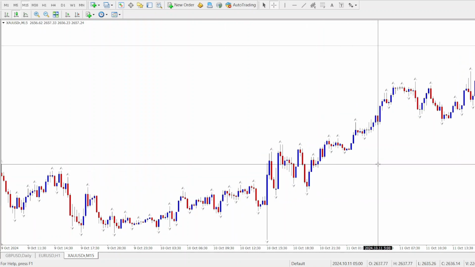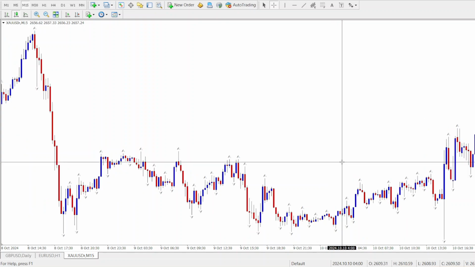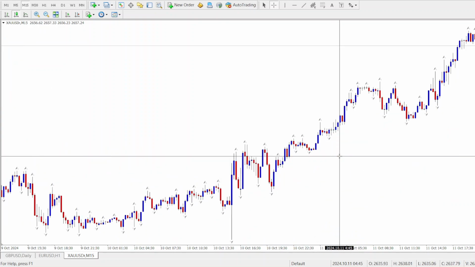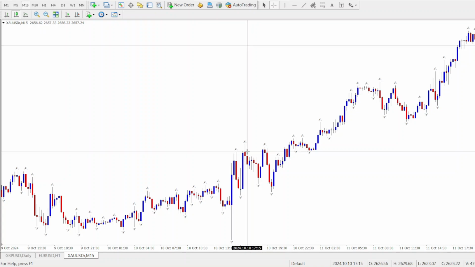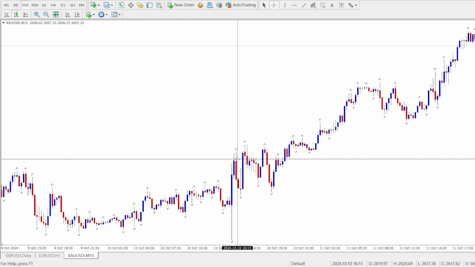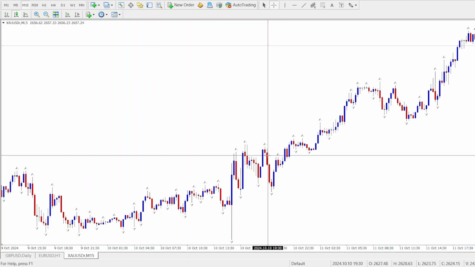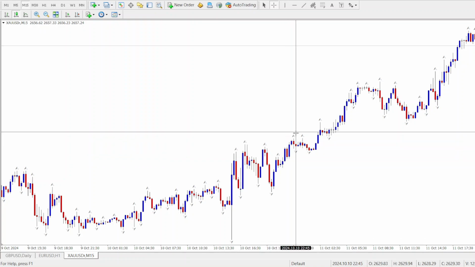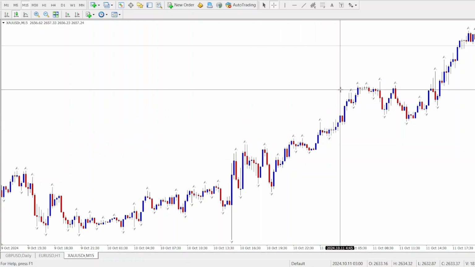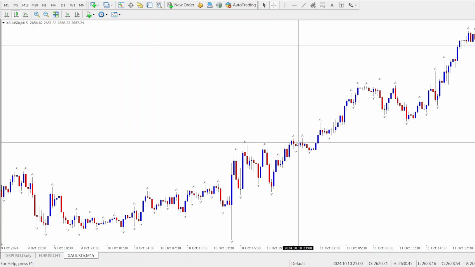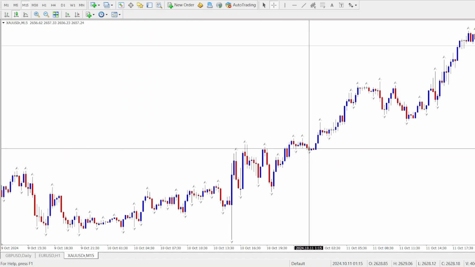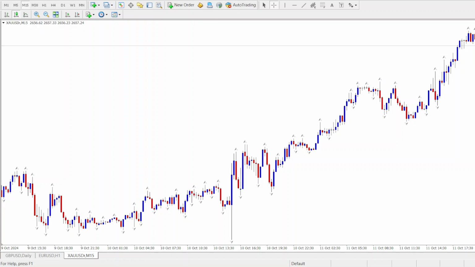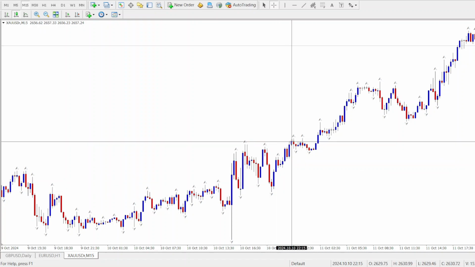A bearish fractal occurs when a high forms in the middle of two lower highs. For example, you can see here and here. So basically, the fractals indicator is already showing us the turning points, so we don't have to do the individual calculation by ourselves. Now, fractals help traders spot areas where the price could reverse.